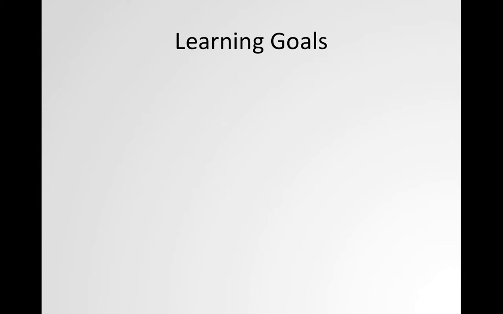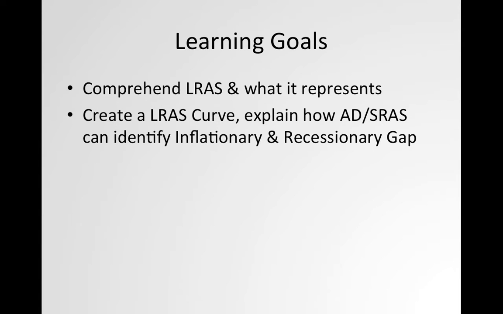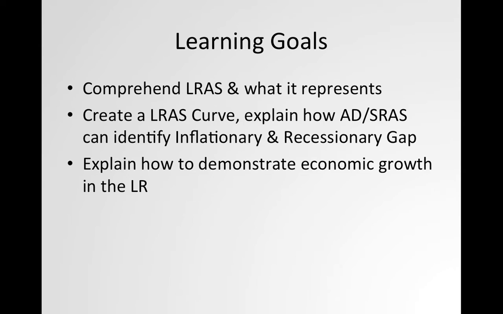So let's go over our learning goals for the day. First big one, we need to understand what long-run aggregate supply is and what it represents. You get a chance to go over that in just a second and write it down. Next, we need to create a long-run aggregate supply curve, so make one yourself, and then we also need to understand how the position of AD and SRAS, or short-run aggregate supply, can show an economy that's either having an inflationary or recessionary gap. Next, I want to show how economic growth is demonstrated in the long run, how we really show real economic growth in the long run, and we'll teach you about that as well.